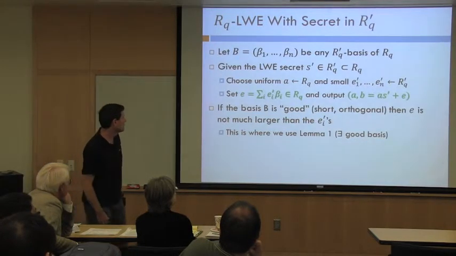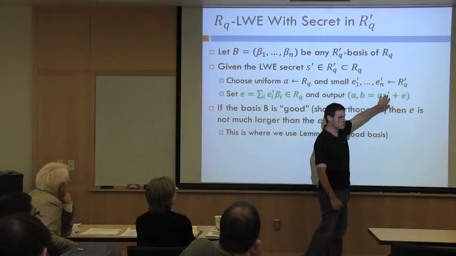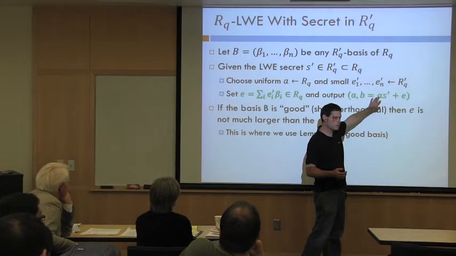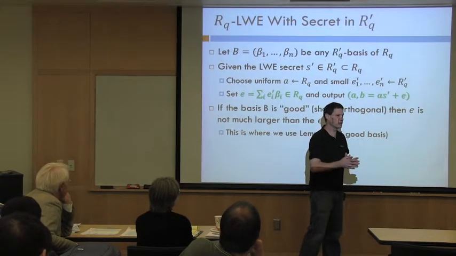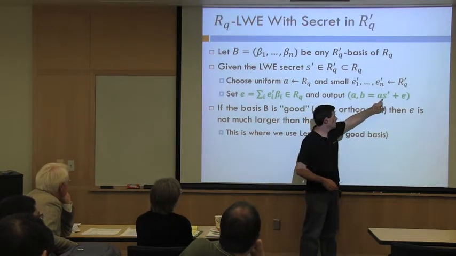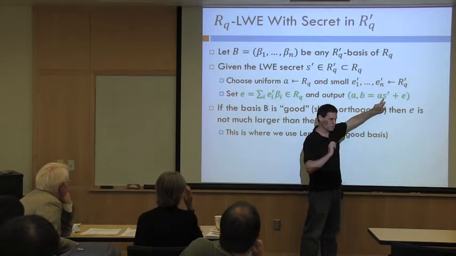Where are we? S prime was in the small ring to begin with. But the small ring is a subring of the big ring, so you just think of it as embedded in the big ring. So A is in the big ring, S is in the subring of the big ring, so it also lives in the big ring in that way.